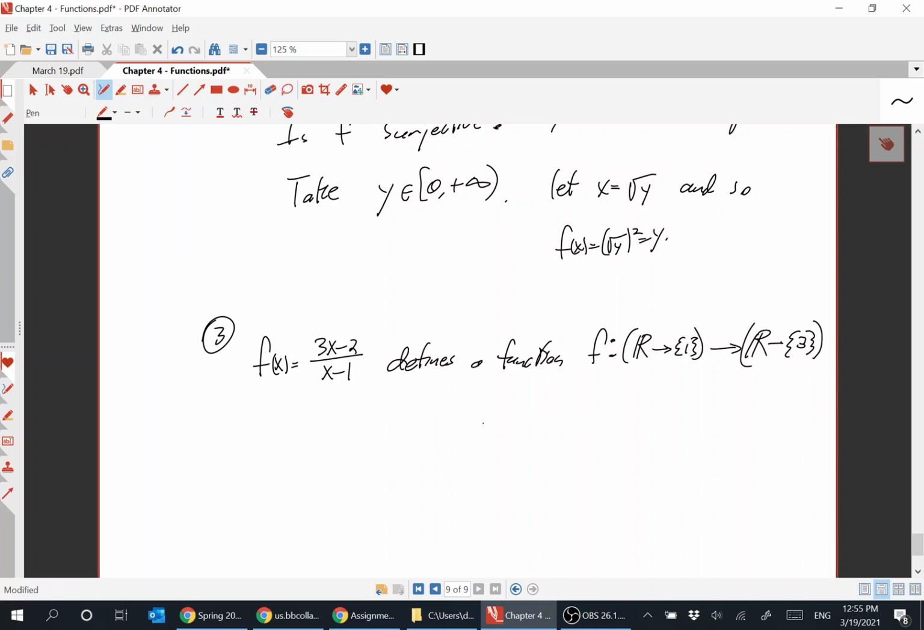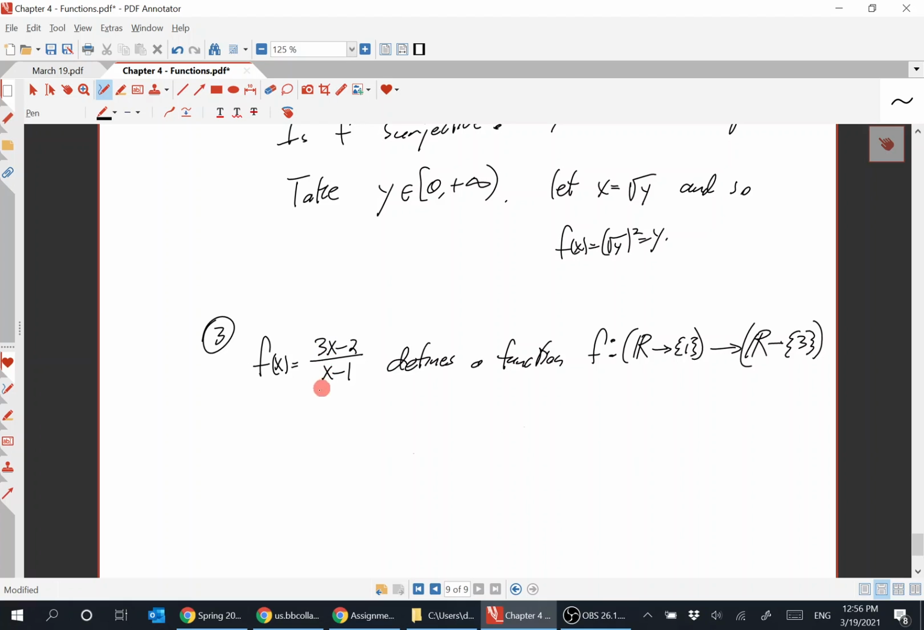Anyway, it's called a Moebius function, after the famous Moebius guy named Augustin Moebius, I think. So that defines a function from the real numbers except for 1, of course, since you can't divide by 0, to the real numbers minus 3. So you don't include 3 in the range.